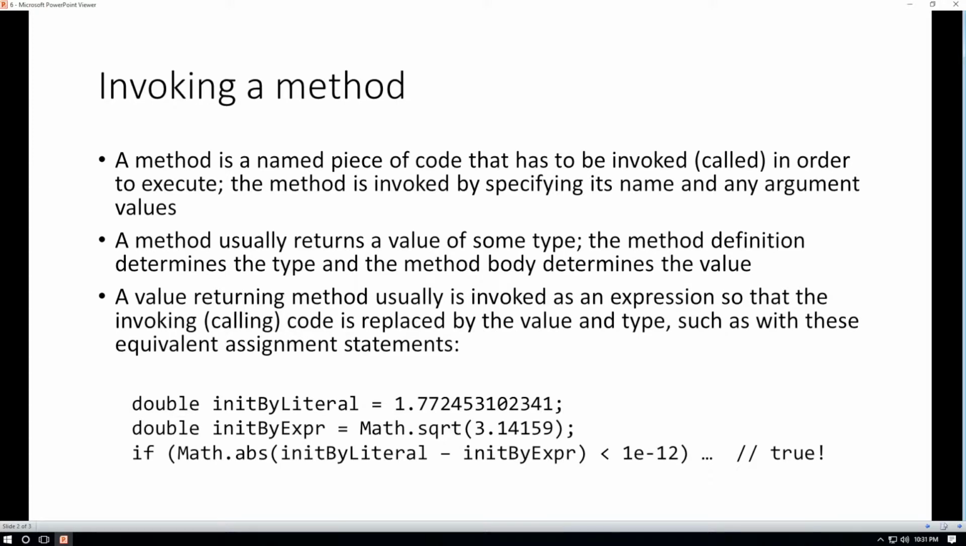So to compare two floating point numbers, use the technique shown in the bottom line of code. Take the absolute value of the difference of the two values, make sure that is less than some tiny number, often something in the range of 1 exponent of negative 12. If it's less than that, then they're close enough to be considered equal.